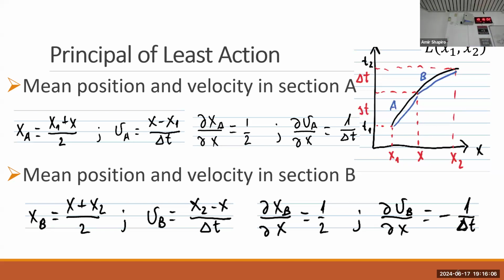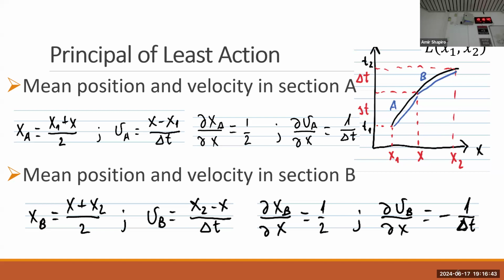Now, if we set x to be somewhere in the middle, then xa is in the middle of section A. It's (x plus x1) divided by 2. The velocity in section A is simply the velocity of getting from x1 to x along delta t. So it's (x minus x1) divided by delta t.